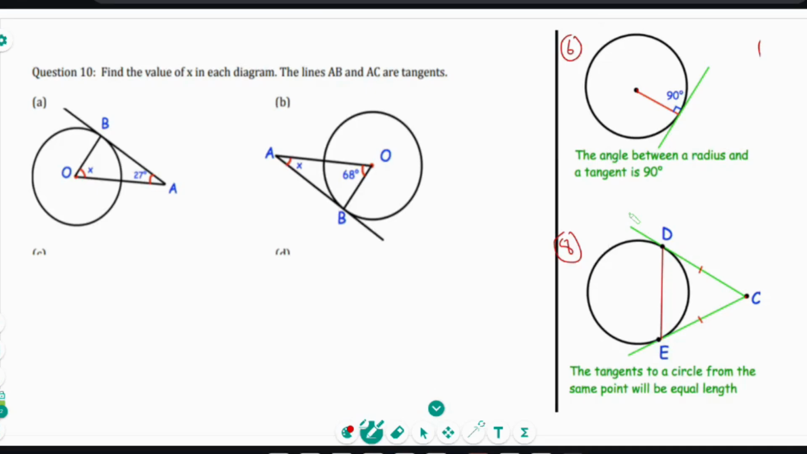Okay, we'll look at a few together, looking at the tangent theorems. So for 10a, we have a radius touching a tangent, so that has to be 90 degrees. And in which case, angles in a triangle add up to 180, so x is 63. Same here, we've got a tangent touching a radius, 90 degrees. Angles in a triangle add up to 180, so x is 22.